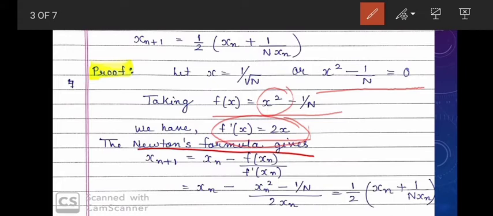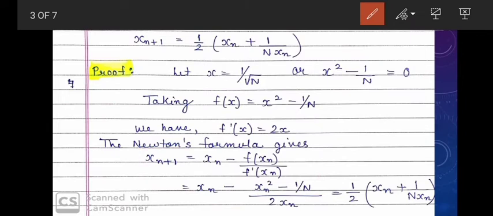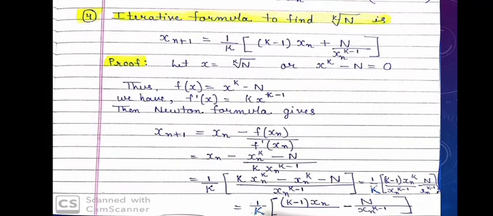Now with the help of the Newton formula, we can write xn minus f(xn) by f dash xn. In place of f(xn) we write xn square minus 1 by N, and in place of f dash xn we write 2xn, and after solving this we will get this. So this is the proof of the third iterative formula. Now next, the fourth one is the iterative formula for N to the power 1 by k.